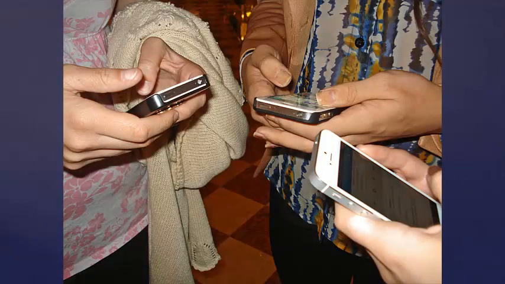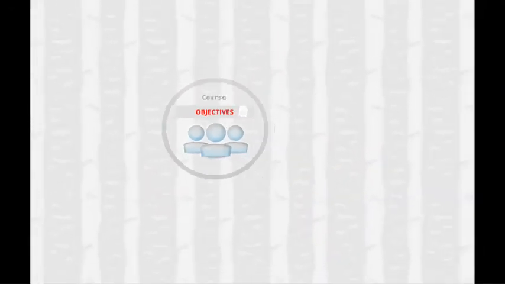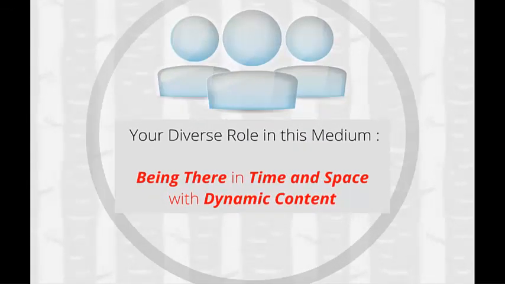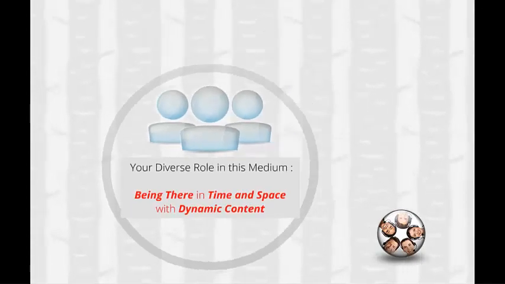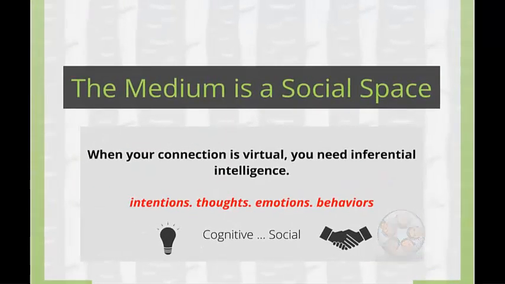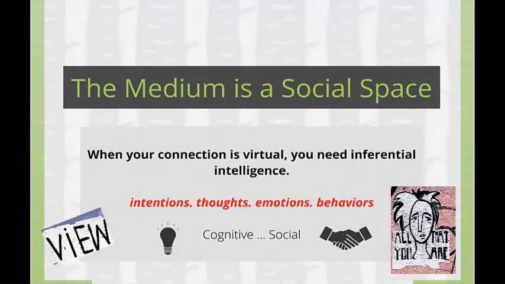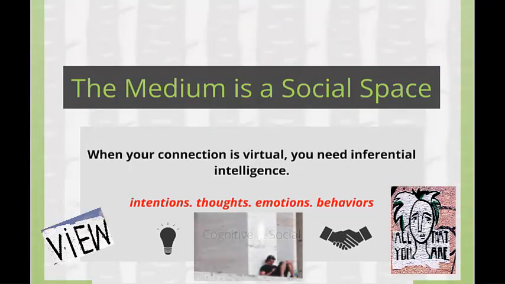First, with our objectives momentarily set aside, let's talk about one of the tenets of a successful online teaching and learning experience: online presence, being there. We can start to develop an online presence and foster an e-learning community when we consider that the medium is inherently social, and that this social space requires inferential intelligence. You and your students will need to rely on cognitive and social processes to ascertain one another's intentions and emotions and to make sense of behaviors.